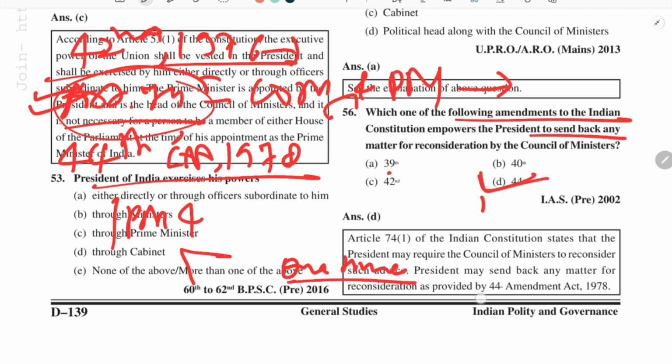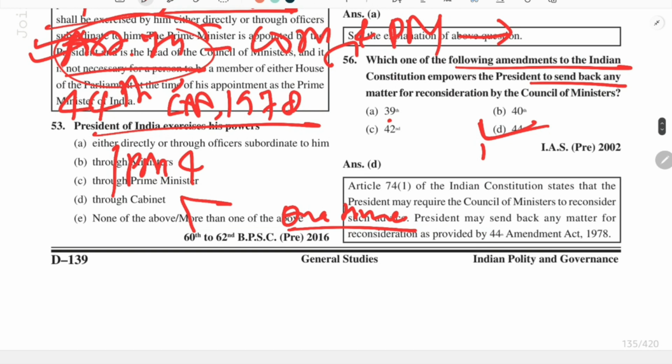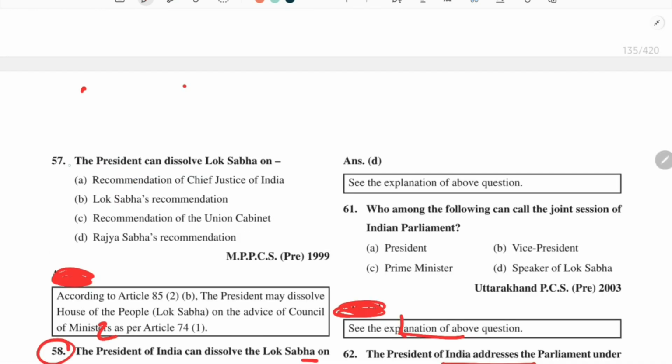So I had tried to hide the answer so that you can also solve this question and check yourself. Coming to the next question, the president can dissolve Lok Sabha on.